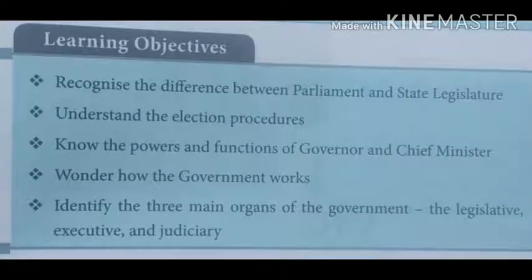Let us now see what we are going to learn from this lesson. First, recognize the difference between parliament and state legislature. Second, understand the election procedure. Third, know the powers and functions of governor and chief minister. Fourth, wonder how the government works. Last, identify the three main organs of the government: the legislative, executive, and judiciary.